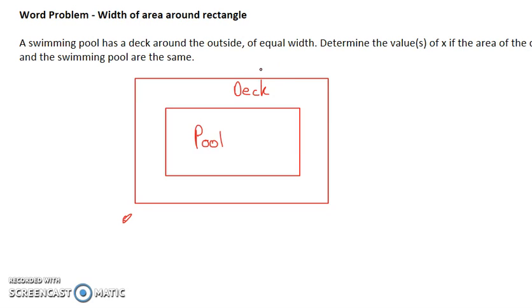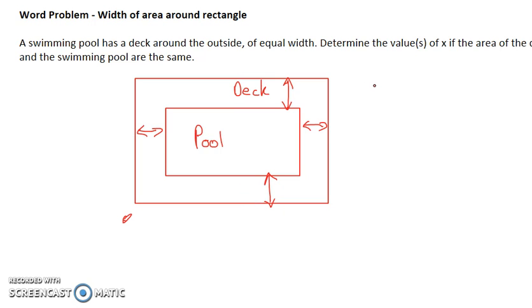So it then says a swimming pool has a deck around the outside of equal width. So that means this width has to be the same as this width, which is the same as this width, which is the same as this width. That's the fundamental assumption that's built into all these types of problems. Sometimes instead of a pool, you might have an area of grass that has been cut in the middle and an area that has been uncut around the outside. But the principle is still the same.